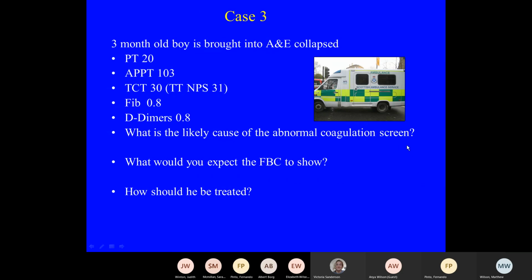Case 3, 3-month-old boy brought into A&E, collapsed, had a PT of 20, which is prolonged, an APTT of 103, which is well prolonged, thrombin time of 30, which is prolonged, fibrinogen of 0.8, which is low, D-dimers of 0.8, which in this case is high. So what is the likely cause of the abnormal coagulation screen?